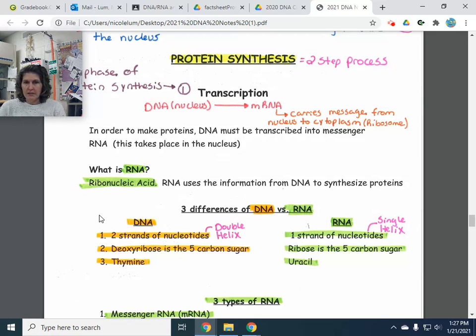In DNA, you have deoxyribose. In RNA, you have the sugar ribose. They are both 5-carbon sugars. It's kind of like they're isomers of each other, like glucose and galactose that are 6-carbon sugars.